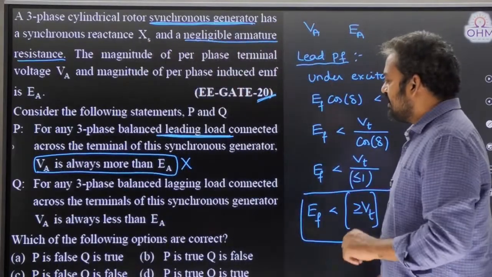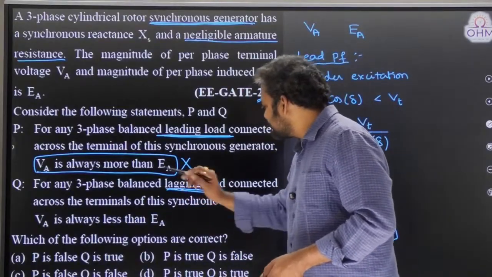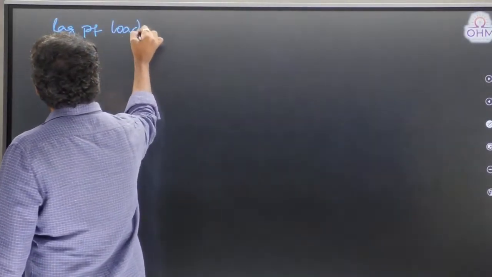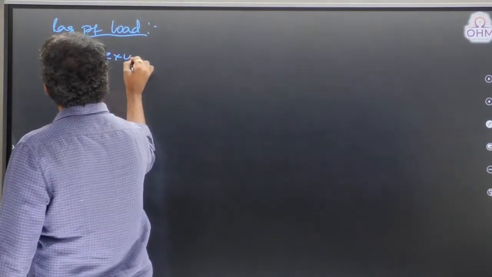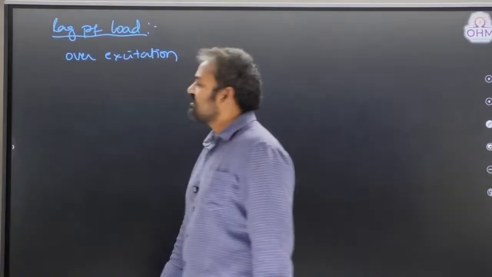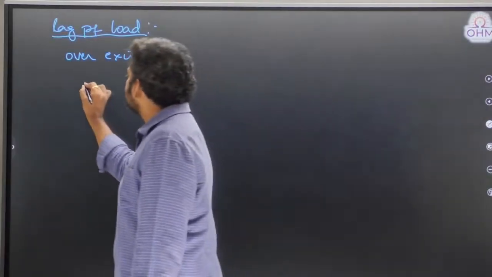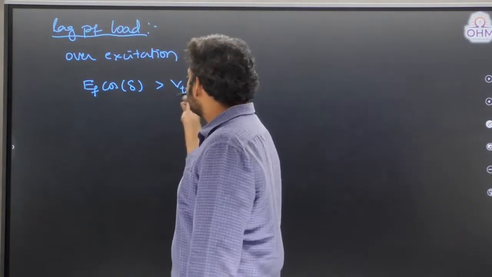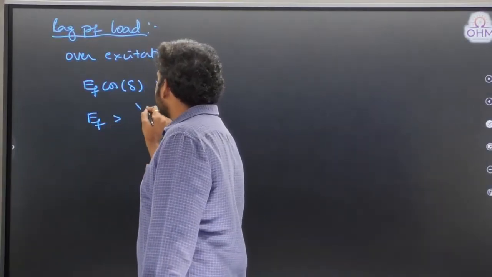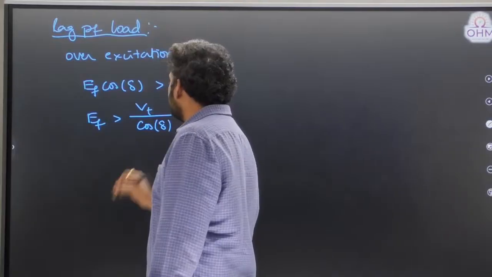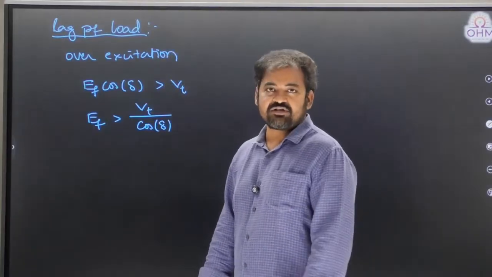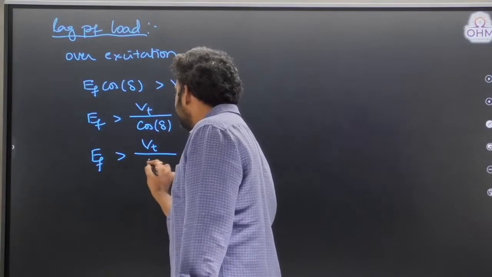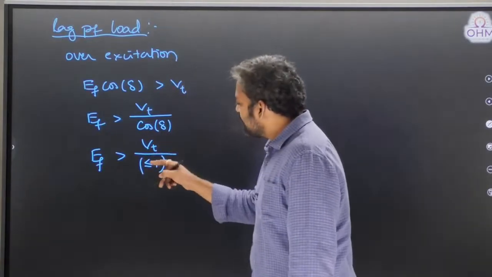Look at statement Q. Now, statement Q is about lagging power factor load. Now, tell me, a generator at lagging power factor means what is the excitation? Over excitation, right? A generator at lagging power factor load means over excitation. What is meant by over excitation? EF cos delta is greater than VT. You take cos delta to the right side. Therefore, EF is greater than VT by cos delta. Now we know cos of any finite angle is less than 1. Cos 0 degrees is equal to 1. Therefore, EF is greater than VT by less than or equal to 1. What about 1 by less than or equal to 1?